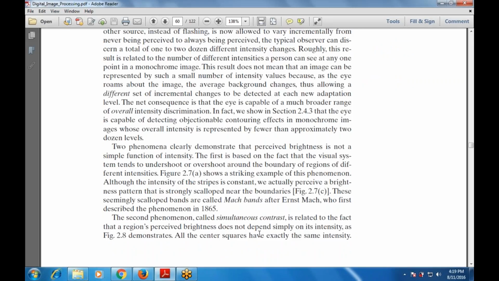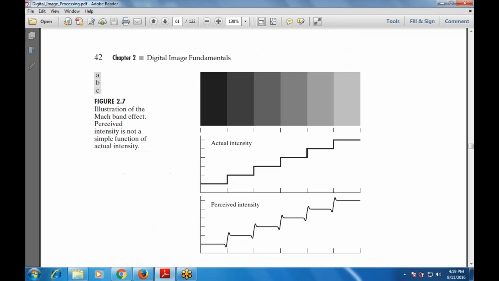Next phenomenon. There are two phenomena that clearly demonstrate that the perceived brightness is not a simple function of intensity, rather it is an overall intensity discrimination. The first fact is that the visual system tends to undershoot or overshoot around the boundary of the regions. That phenomenon is known as the Mach bands. The second one is simultaneous contrast. That means the same brightness will be applicable for two up to three images.